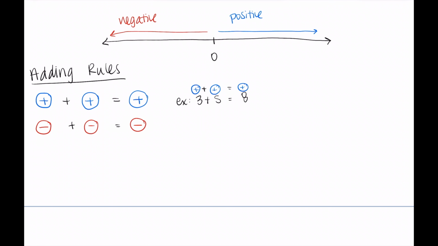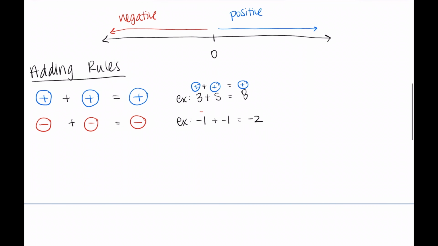What happens if we add two negatives together? A negative plus a negative. Well, that would give us a negative. An example of this could be -1 plus -1. Well, that would give us a more negative number, right? That would give us -2.